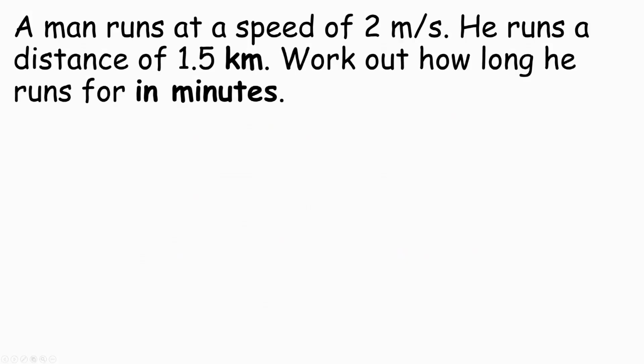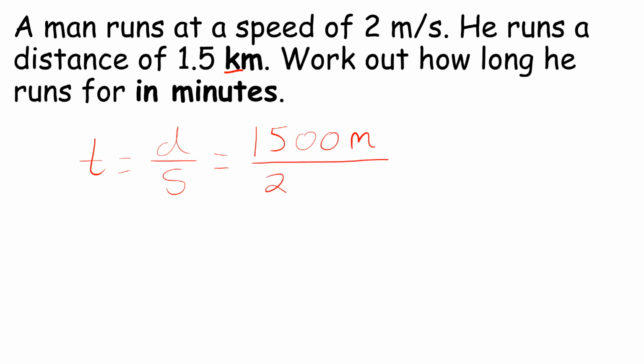Let's have a look at this question. A man runs at a speed of 2 meters per second. He runs a distance of 1.5 kilometers. Work out how long he runs for in minutes. So again, we want time here. So time is distance over speed, but we need to pay attention to the units. His speed is in meters per second, and his distance is in kilometers. So I'm going to change his distance into meters, so the units are the same. His distance is 1,500 meters, and his speed is 2 meters per second.